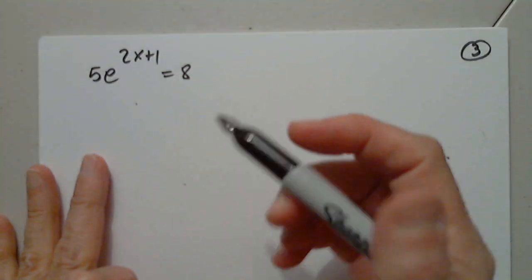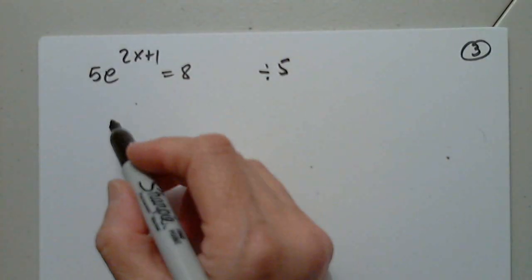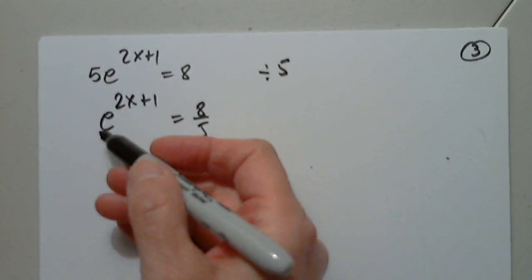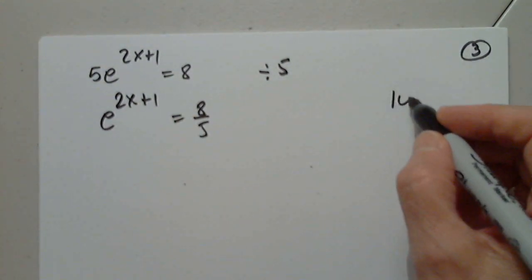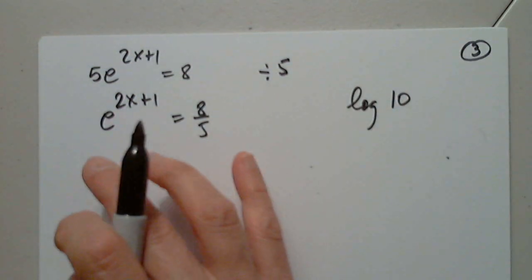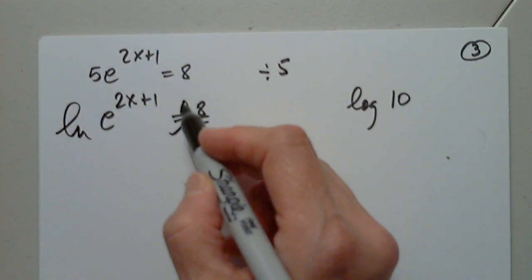Clean this up. So I will have to divide both sides by 5. So I have e to 2x plus 1 equals 8/5. And yes, because the base is e. If the base were 10, I would have applied log. But if the base is e, I will apply natural log.